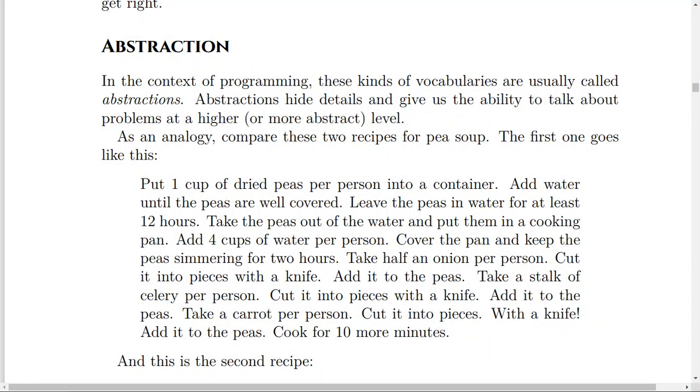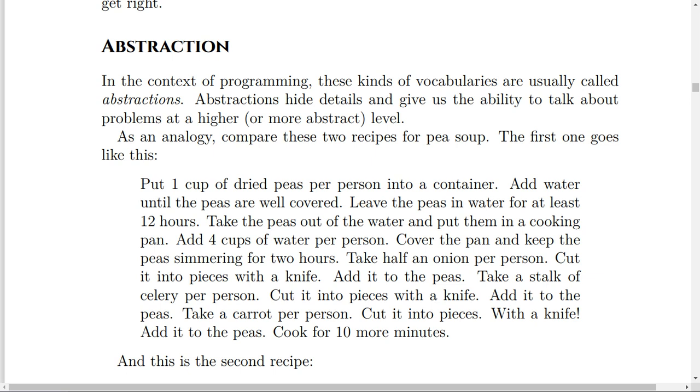Abstraction. So what about abstraction? Abstraction in the context of programming. These kinds of vocabularies are usually called abstractions, and abstractions hide details and give us the ability to talk about problems at a higher or more abstract level.